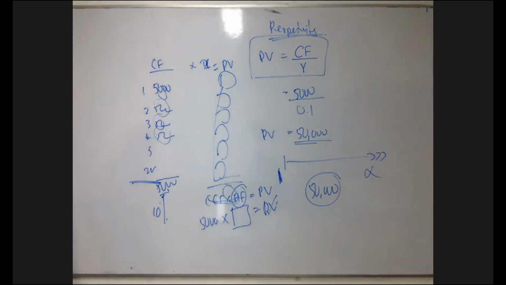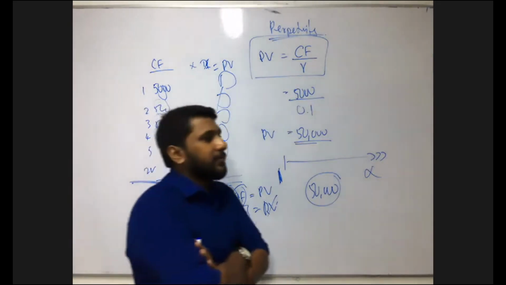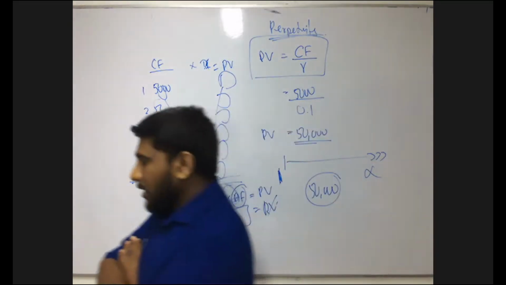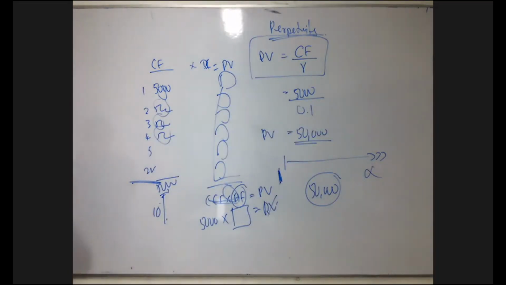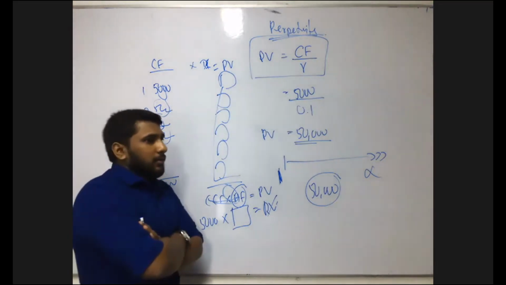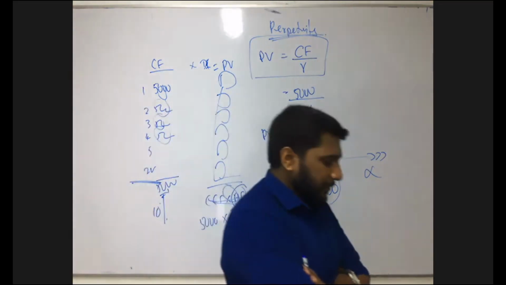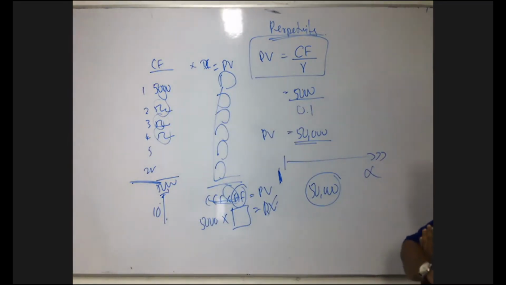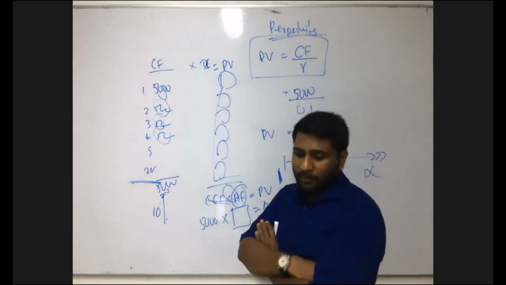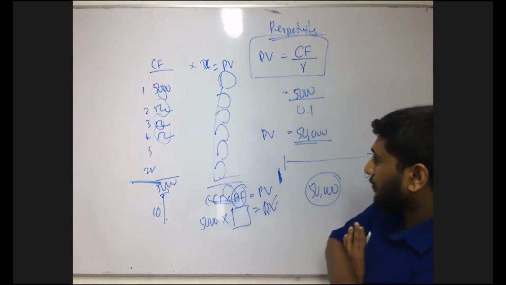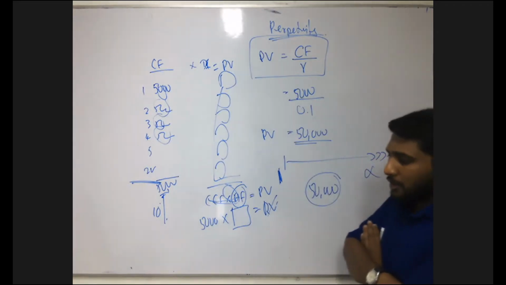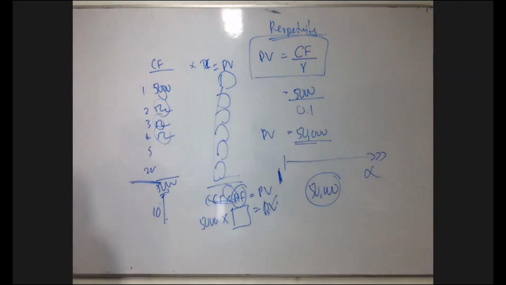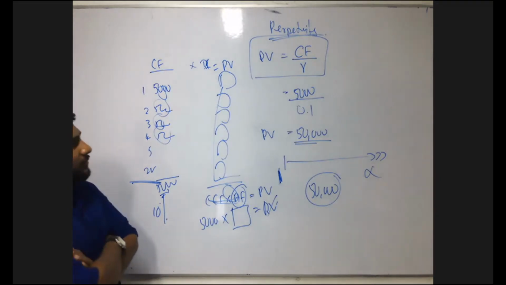Good. People write down this question. Write down this question, guys. Mr. A expects to get 8,000 US dollars each year, from year 1 to the perpetuity.